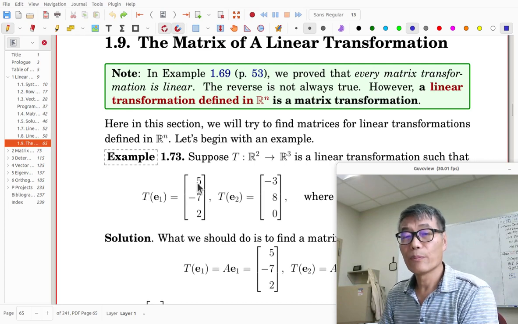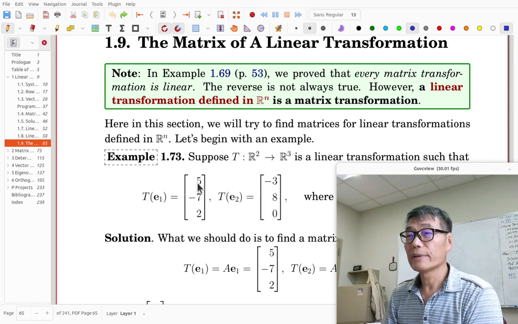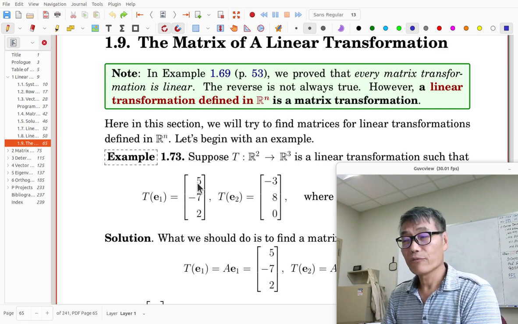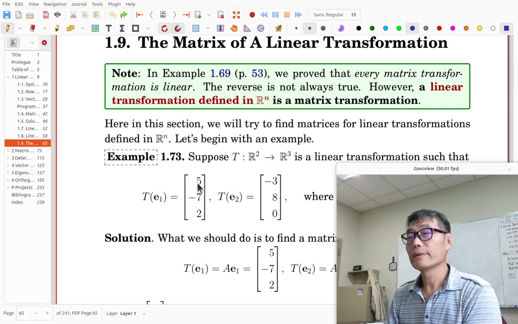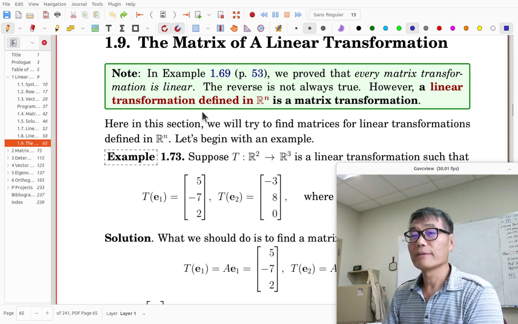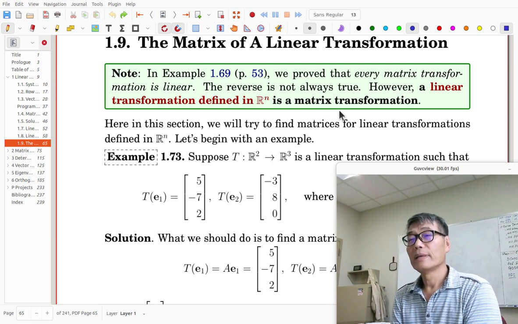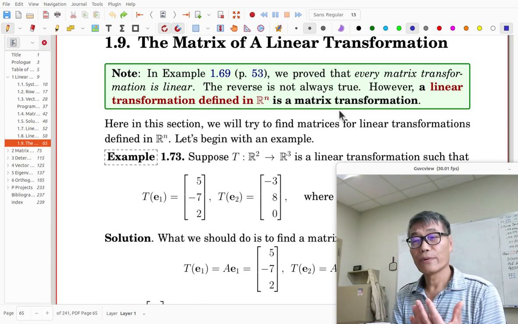It is section 1.9, the matrix of a linear transformation. In the last section, we proved that every matrix transformation is linear and the reverse is not always true. That means that some linear transformation is not a matrix transformation. However, a linear transformation defined in Rn is a matrix transformation. We'll prove this statement by finding the corresponding matrix.